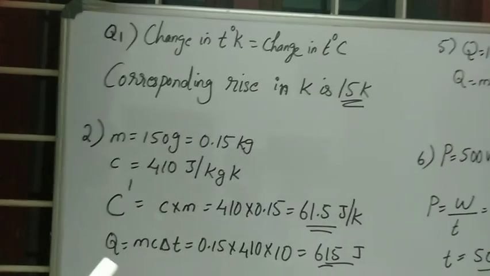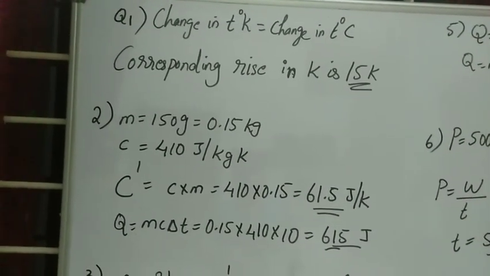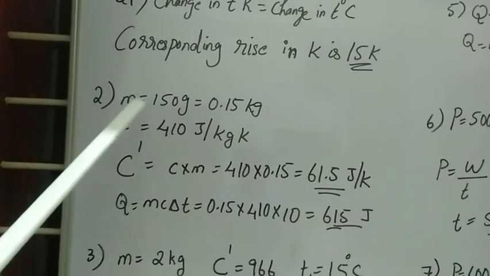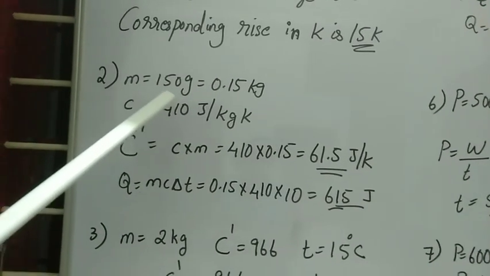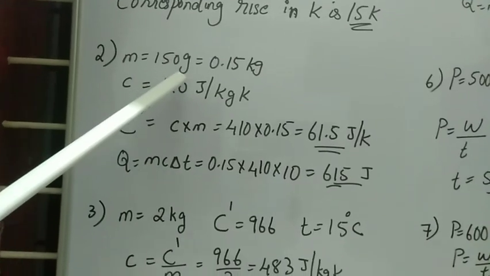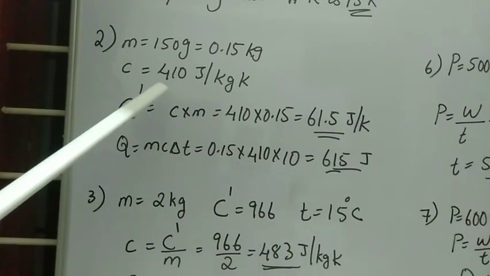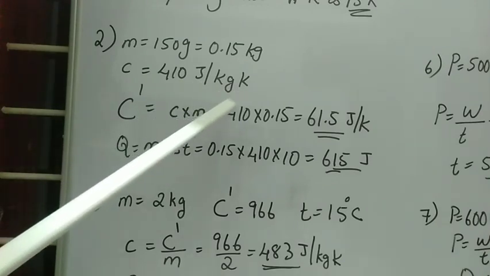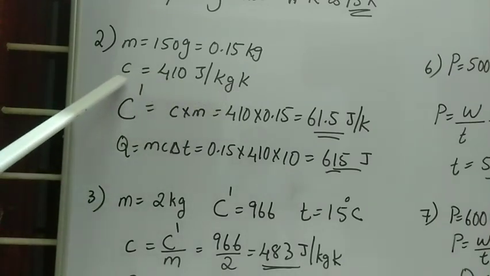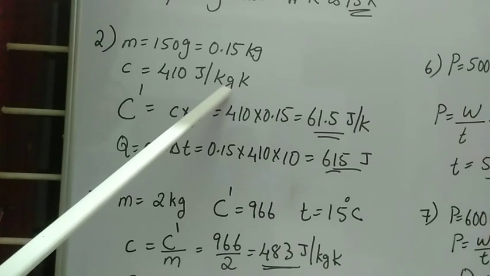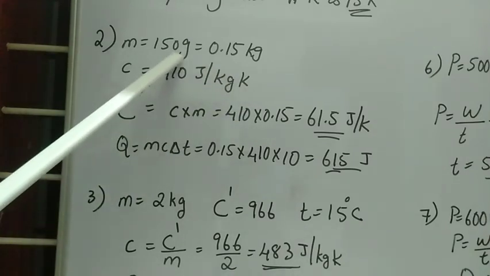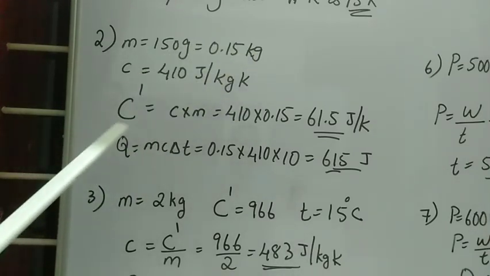Second question: calculate the heat capacity of a copper vessel of mass 150 gram. Mass is given, 150 gram. The specific heat capacity of copper is 410 joules per kilogram Kelvin. Specific heat capacity is given in joules per kilogram Kelvin, and here the mass is in gram, so we should convert gram to kilogram.